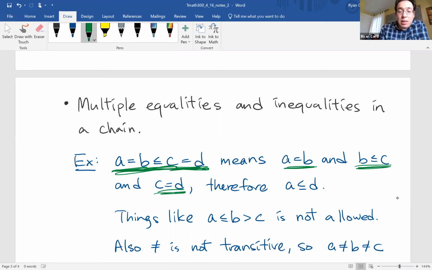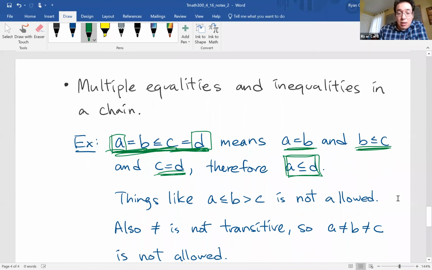And then you write that because you want to compare the very first thing on the chain to the very last thing on the chain. So when you write this, what you really communicate to the reader is that because of these chain equalities and inequalities, A is less than or equal to D. So that's how you use these chain equalities.